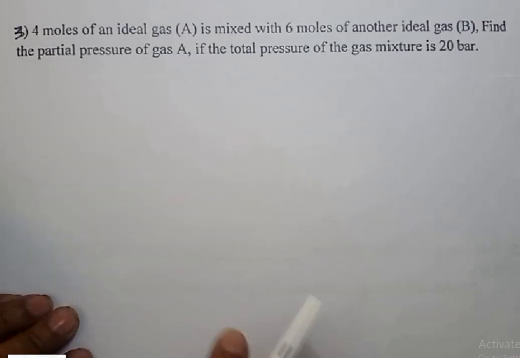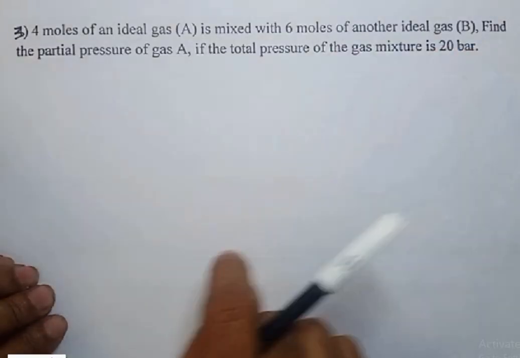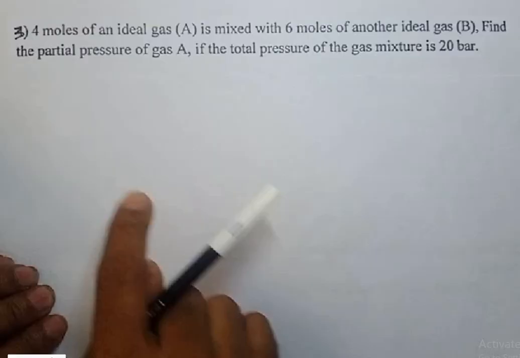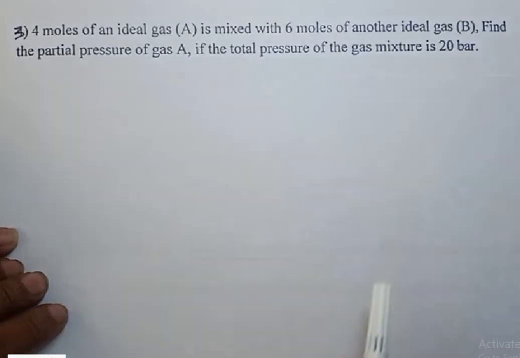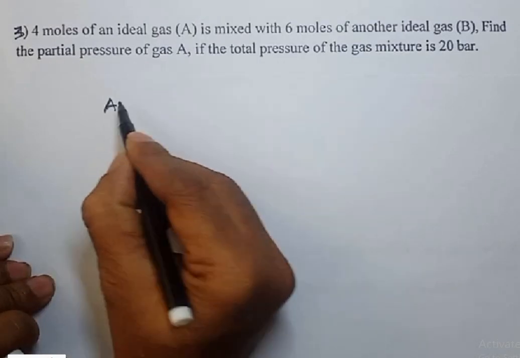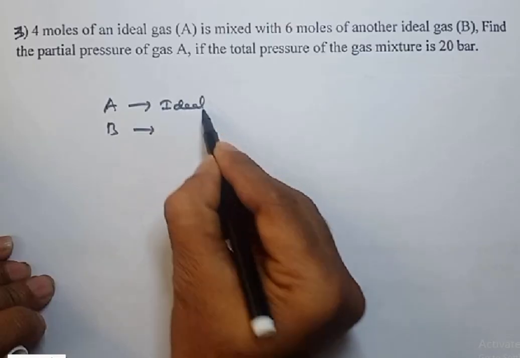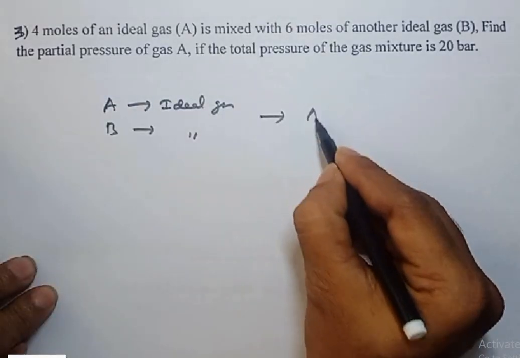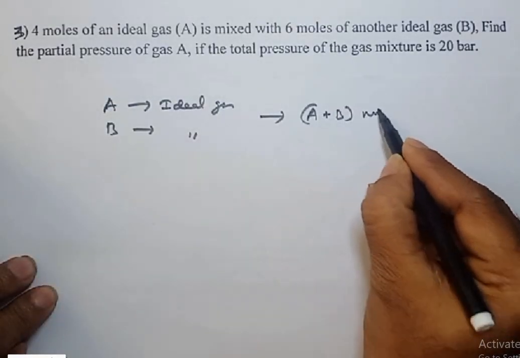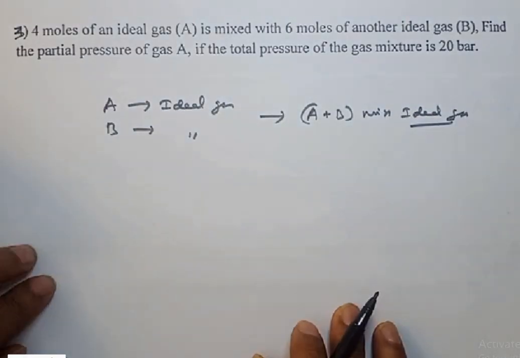Next question. 4 moles of an ideal gas A is mixed with 6 moles of another ideal gas B. Find the partial pressure of gas A if the total pressure of the gas mixture is 25. This is actually a very simple problem. Two gases are given, A and B, and both are ideal gas. If I mix these two, I will get A plus B mixture. The mixture is supposed to be ideal. The mixture is also ideal.